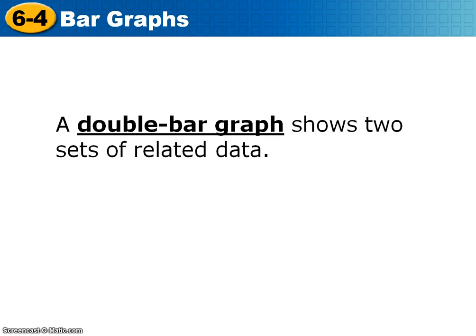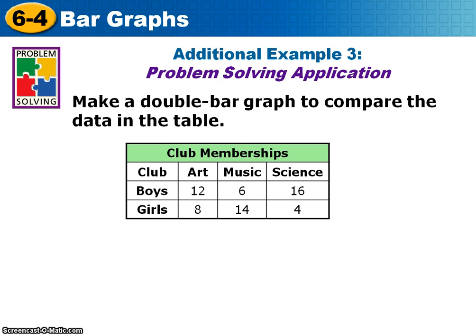A double bar graph shows two sets of related data. So for example, a lot of times you'll see a split between boys and girls, men and women. You might see in this case, based on grade level, 6th graders and 7th graders who are in art, music, or science club. Those will work as well. It's comparing two things, but taking one of them and splitting it into two. So in this case, I could have told you all the students that are in art, music, and science. In this case, I split it up in boys and girls.